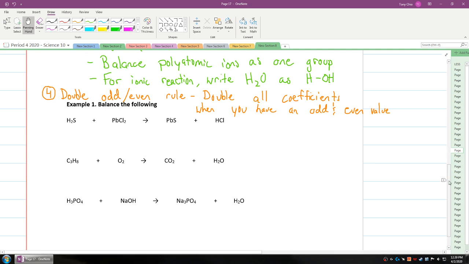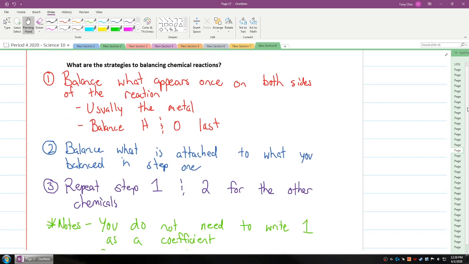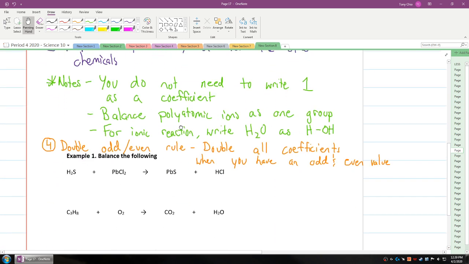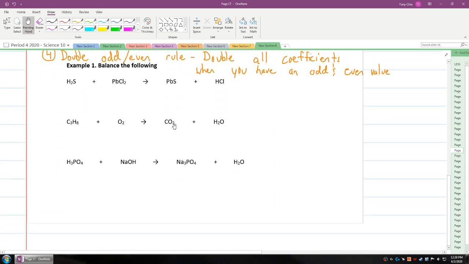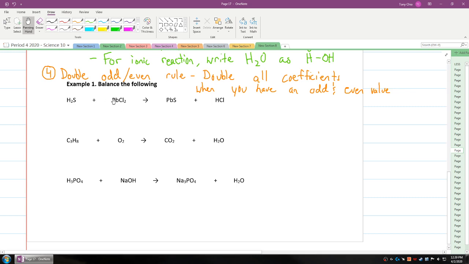Well, the first step you should always want to do is balance what appears once on both sides, and this is usually the metal. So you look at this, you see that you have a metal in lead. Hydrogen in this case actually acts as a metal, but let's do lead first. But once you get comfortable with this, you actually do hydrogen as a metal as well, because hydrogen here, because it's an acid, acts as a metal. So what do you do? Well, you look here. Pb, lead. There's one lead here and there's one lead here, that's already balanced. So hey, that's a good step right there.